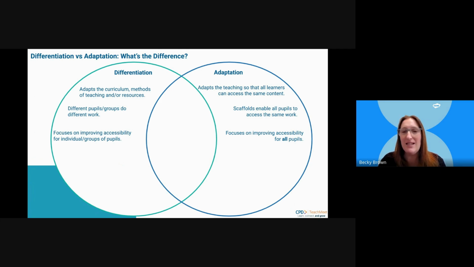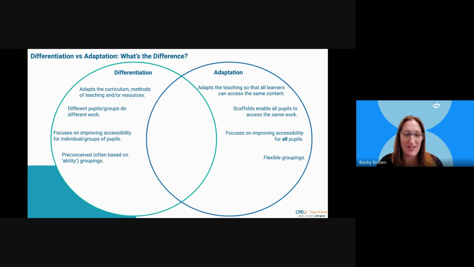Adaptation is slightly different in that it is focusing on improving accessibility for all pupils. We know that it can be quite damaging to put preconceived labels on groups of children or individual children, and to make sure that we are allowing everybody to experience and learn in a really good way. It improves accessibility for everybody, regardless of groups and individuals.